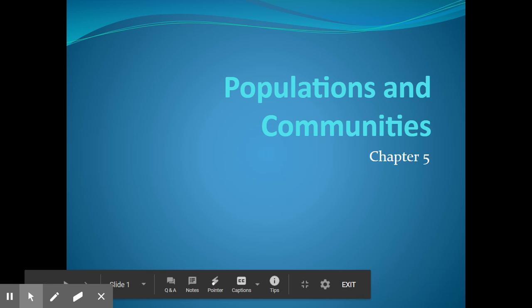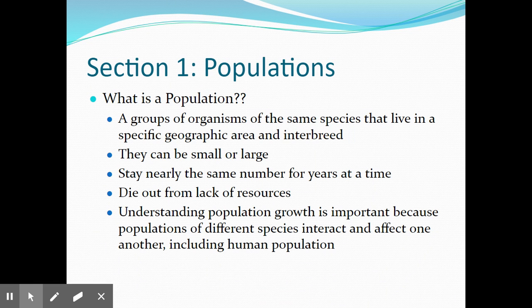Population and Communities, Chapter 5. So, what is a population? A population is a group of the same species that live in a specific geographic area and also can interbreed.